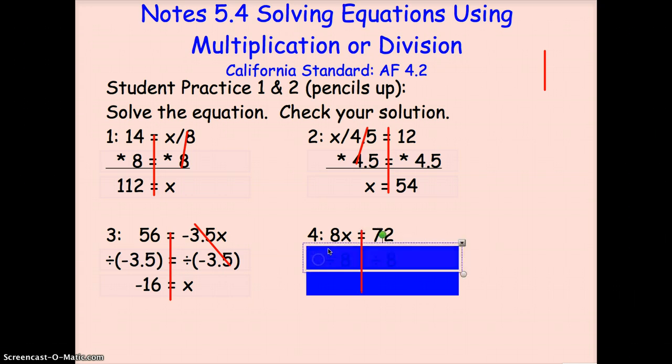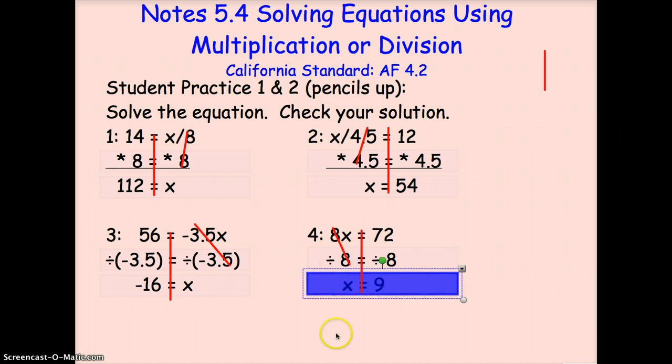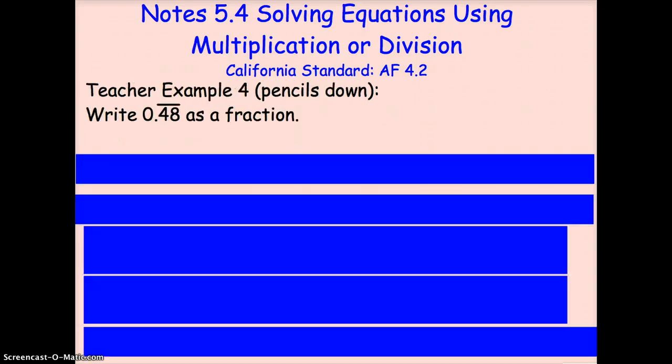Okay, problem number 4, I've drawn my fence. I'm dividing both sides by 8. I can go ahead, cross out my 8. Sorry, this takes me just a minute. And I'm left with x equals 9. Okay, so hopefully you did well with all those steps. If you have any trouble, make sure you go back and check your work. Okay, let's go ahead and move on to teacher example, I should say 3, I apologize.